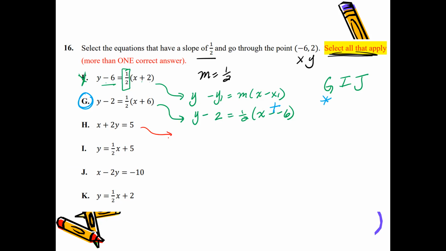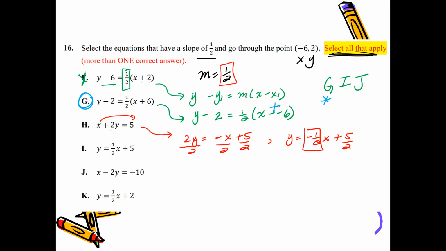Take a look at letter H, okay? If I were to solve for this so I can find the slope, I'm going to move my x over to the right side. So 2y is equal to -x plus 5. If I divide by 2 on everything, I'm going to have y equals -1/2x plus 5/2. And if you look at the slope, this slope is -1/2. Your slope is +1/2. So the sign does not match, so we cannot use H.